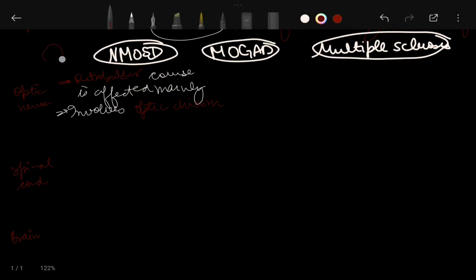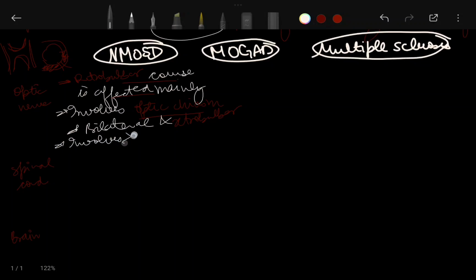Such as, this is the eyeball, this is the orbit, this is the optic nerve, and this is the retrobulbar space behind the eyeball. Mainly the retrobulbar course is affected, and it also involves the optic chiasma like this. NMOSD is usually bilateral and retrobulbar, and it involves more than 50% of the optic nerve.